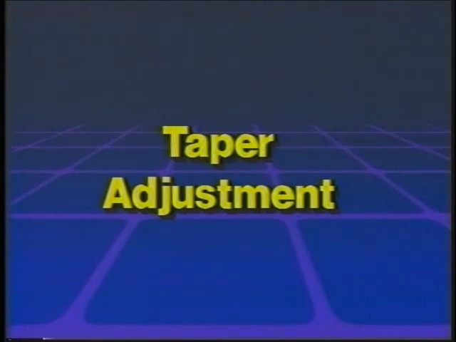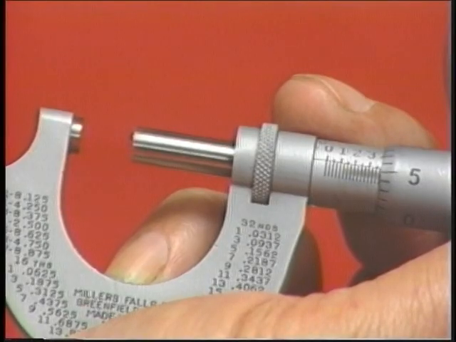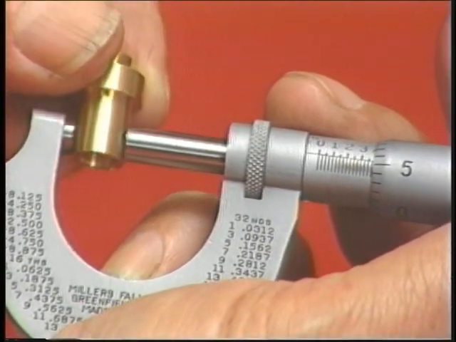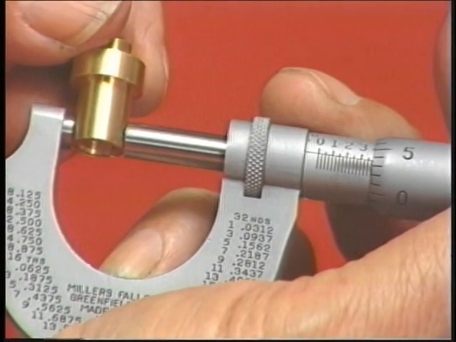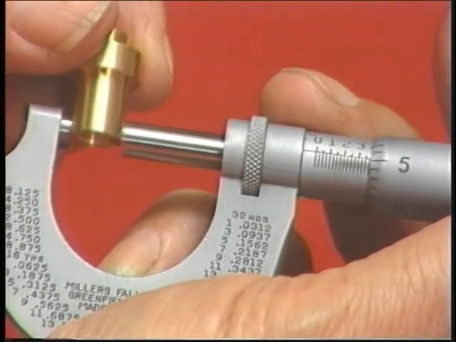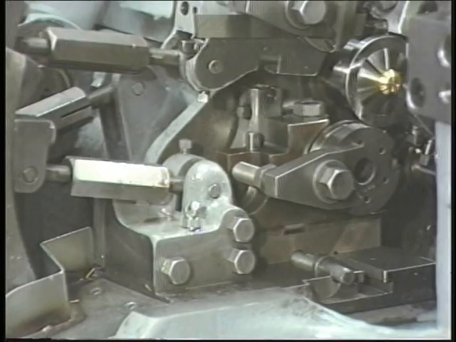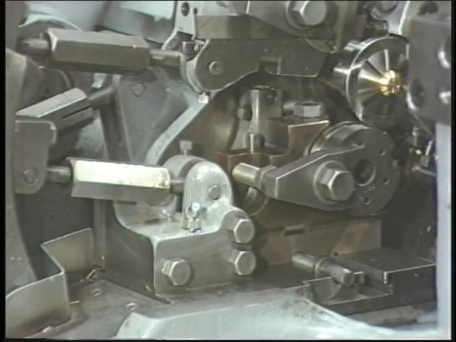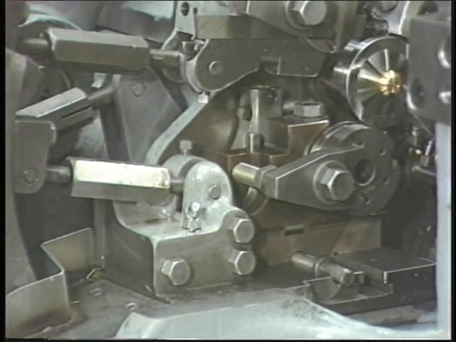Taper adjustment. Once the diameter of the workpiece is corrected, the workpiece may still be tapered, or made smaller on one end than the other. To make a taper adjustment, use the taper adjusting eccentric as follows.